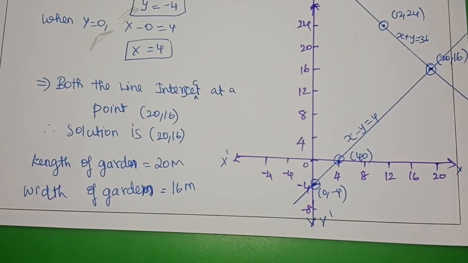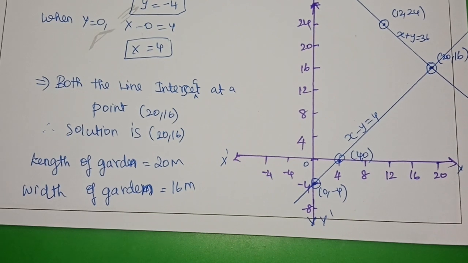The lines intersect at the point 20 comma 16, the solution of the graph is 20 comma 16. Therefore we found the point. Therefore the length is 20 and the width, or breadth. Here the question mentioned width, therefore we mentioned width. Thank you.